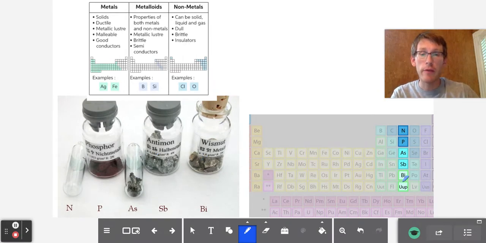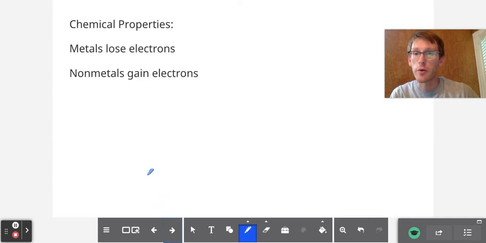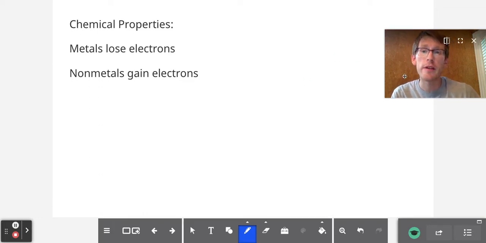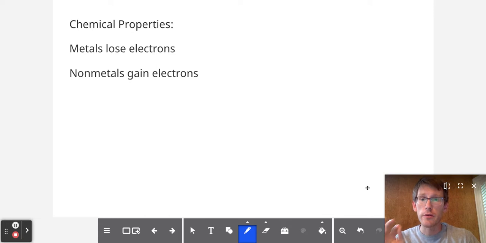And then below that, we have a full-on metal, which is bismuth. And that definitely is going to be malleable and it's definitely shinier. So as you go further down and further to the left, something is going to be more metallic, and the most non-metallic elements are further to the right and up on the periodic table, towards that corner. So I've talked about physical properties. In terms of chemical properties, very simple. Metals lose electrons. Non-metals gain electrons.